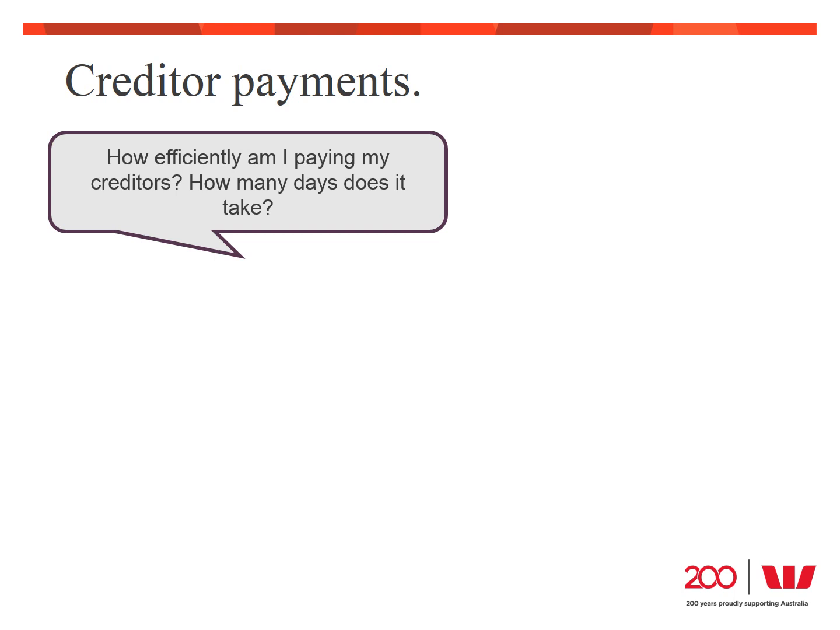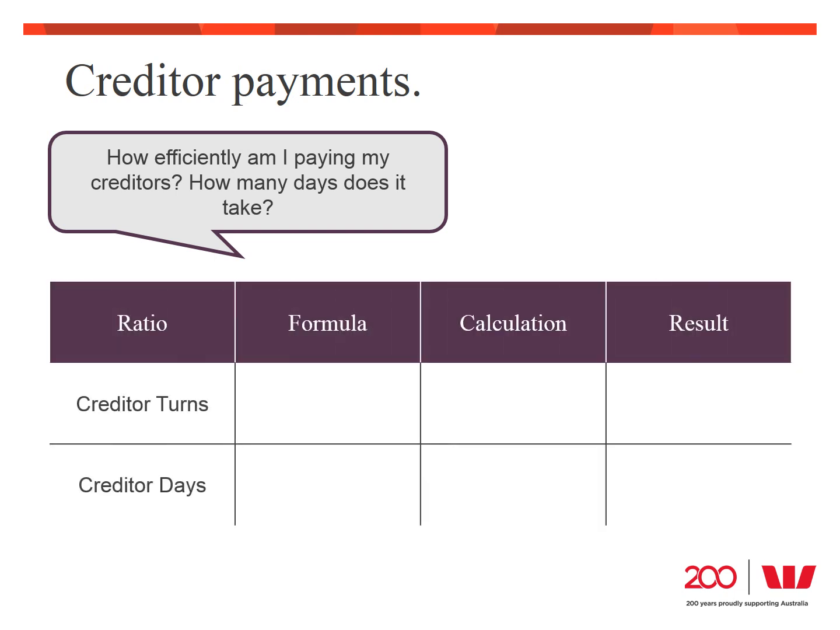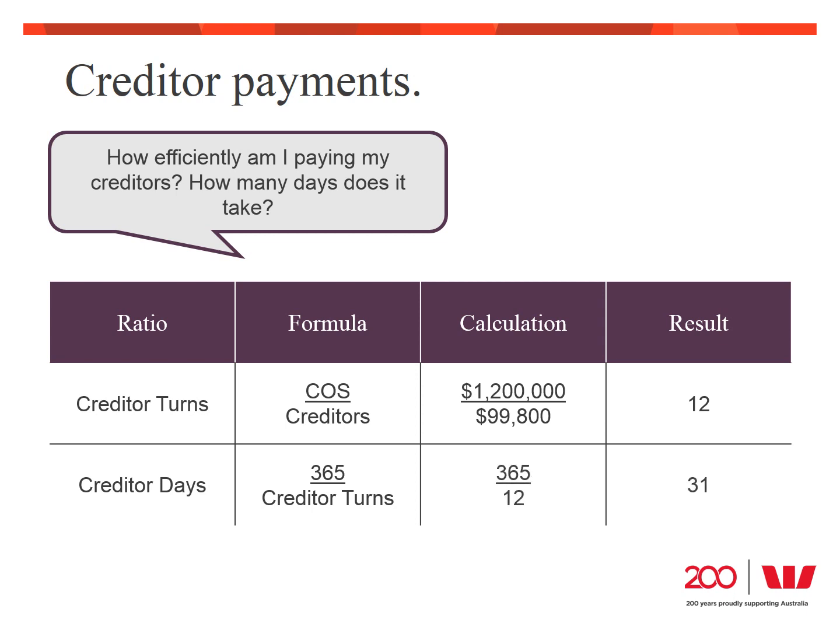Which brings us to our third measure of working capital or cash. How long is it taking to pay the suppliers or trade creditors? So let's see how Anna's doing here. To calculate the average number of times a year that Anna pays her creditors, we divide her cost of sales by her creditors. Or in Anna's case, $1,200,000 divided by $99,800. Or we can see that's 12 times a year. Then converting that into the number of days, we've got 365 divided by 12, which of course is 31 days.